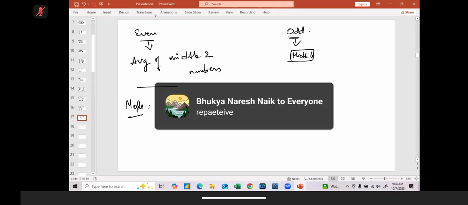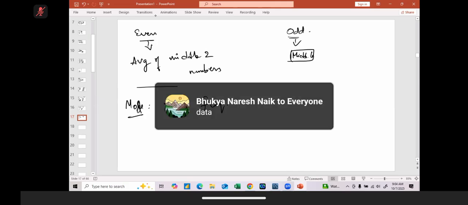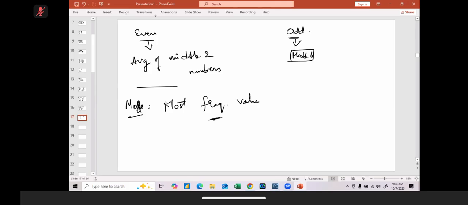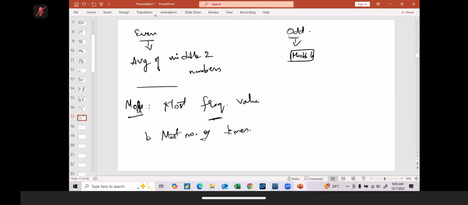Mode. Most frequent value, the value repeated the most number of times. In this data set, in our example, what is the mode? No mode, right? Every value is repeated only once.